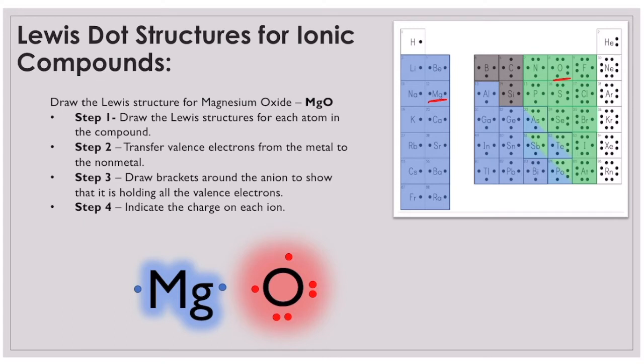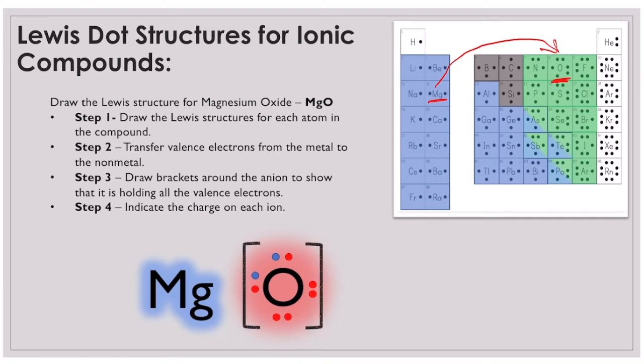And now I want to show the transfer of valence electrons from magnesium to oxygen. So remember, magnesium only has 2 valence electrons. It's going to get rid of both of those. And oxygen has 6 valence electrons. It needs 2, so it's going to take those from magnesium here. So let's go ahead and show how those are transferred from magnesium to oxygen.